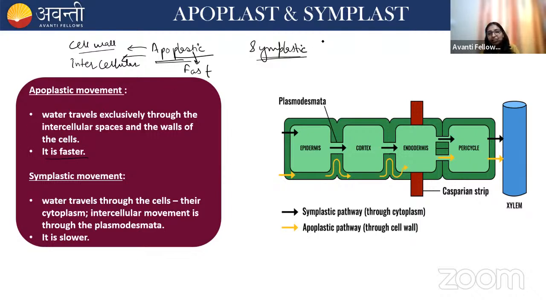Whereas in symplast, the movement is taking place through plasmodesmata bridges, that is, cytoplasmic bridges. And the symplast movement is slow because there is hindrance, right? Once in the cytoplasm, there are a lot of things, many cell organelles, so the movement sometimes gets interrupted or there's a hindrance.